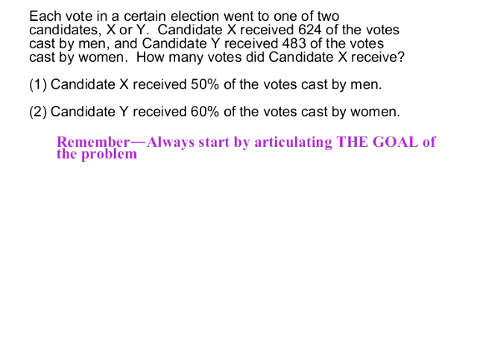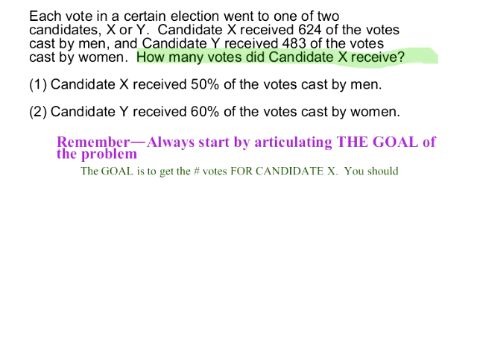So the goal of the problem is how many votes did candidate X get. What you should expect to not get here is both pieces of information. So the goal is to find candidate X's votes, which means that you should expect a situation in which candidate Y might still be an unknown number of votes.